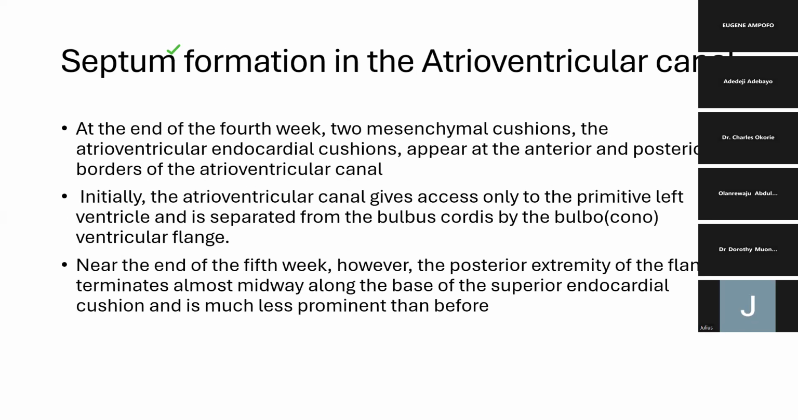right atrium and the ventricle, and under the mesenchymal cushions. The atrioventricular endocardial cushions appear at the anterior and posterior border of the atrioventricular canal. Initially, the atrioventricular canal gives access only to the primitive left ventricle and is separated from the bulbus cordis by the bulboventricular flange. By near the end of the 5th week, the posterior extremity of the flange terminates almost midway along the base of the superior endocardial cushion and is much less prominent than before.